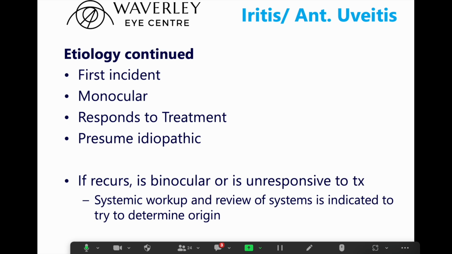Often our philosophy, generally in eye care, is that for the first iritis, you get one free. So the first incidence of an iritis, we don't worry too much about it. We treat it and manage it. As long as it's monocular and it responds to treatment, then we say, it happened, hopefully it doesn't happen again. But if it happens again, or if it's binocular, or if it doesn't respond to treatment, then that indicates we need to do some type of systemic workup. And usually we're referring back to the family physician to do a review of systems, looking for some cause, usually an autoimmune disorder.